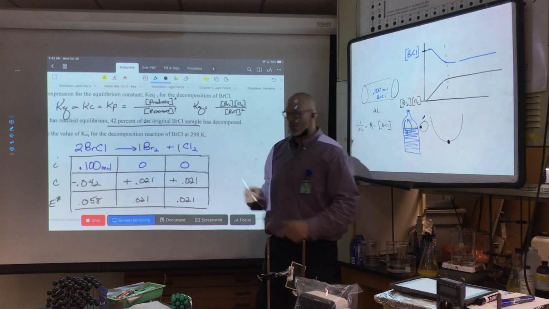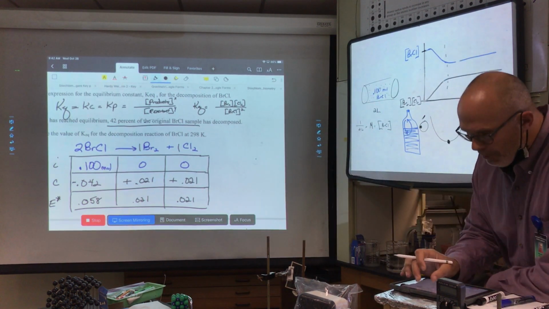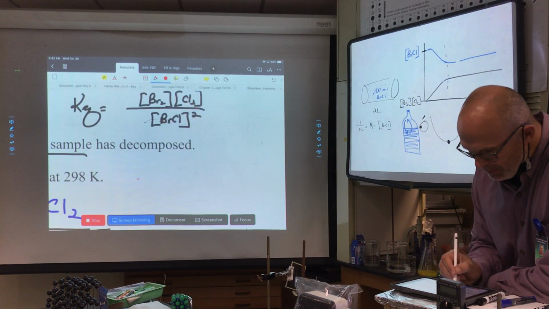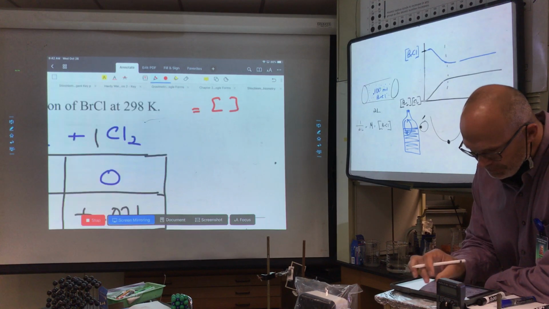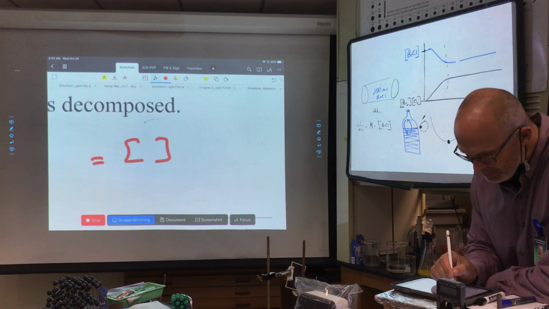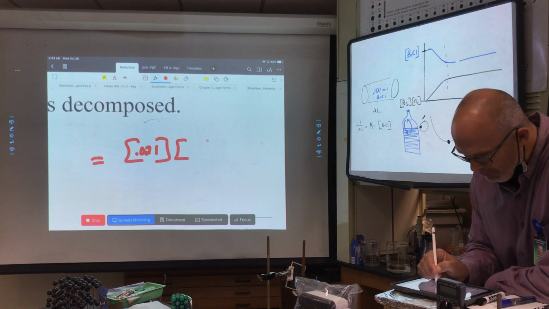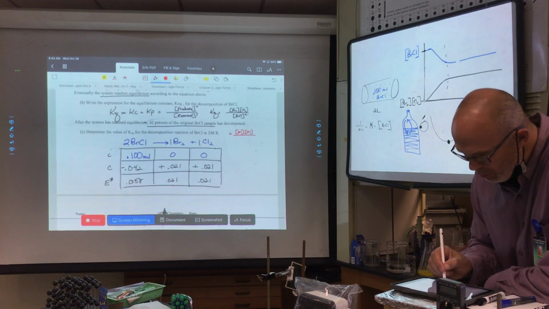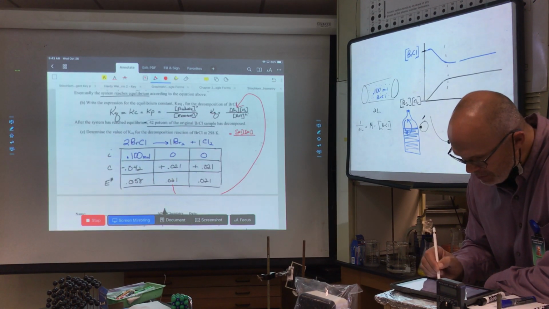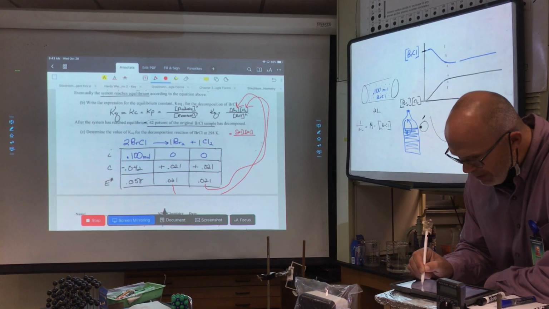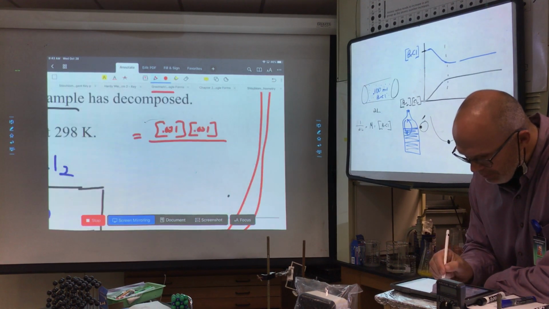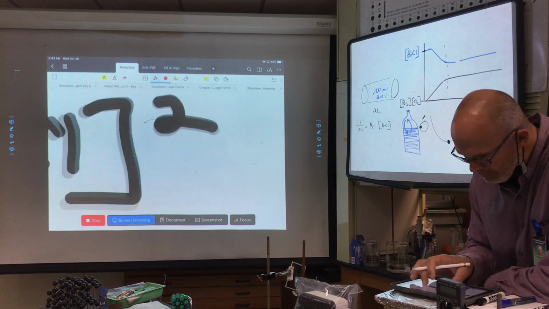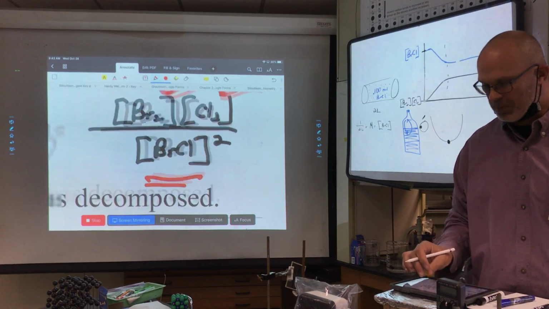Exactly. So plug in the moles. Okay? So for Br2 right here, so I'm going to rewrite this here. Br2, what's the value? 0.021. And it's also the same for the other one because it's a 1-to-1. All I'm doing is plugging in the value. 0.021 for Br goes in there. 0.021 goes there. And what goes for the BrCl2? Yeah, 0.058. Now careful. Don't forget what? It's squared. Coefficients become exponents.